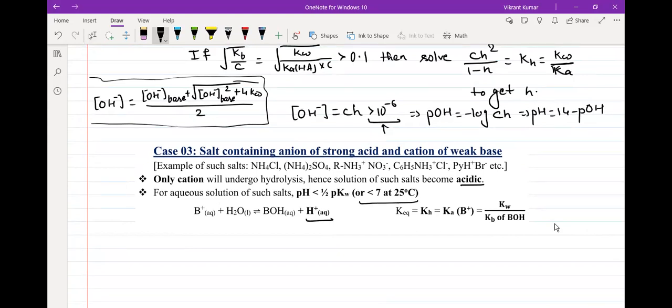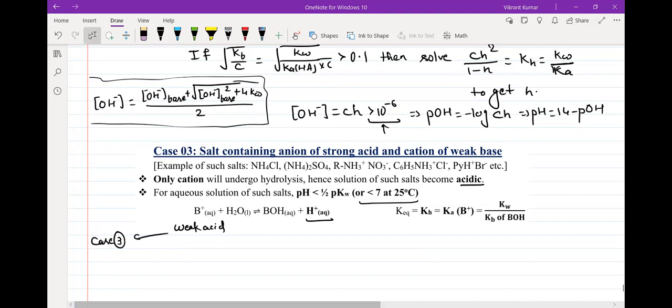Clear है? Now if I have to do the calculation again similar way, case 3 है, this is nothing but case 3 क्योंकि we have got a weak acid. और case 3 का calculation कैसा होता था, we were checking under root K upon C, है ना. And if I am getting that as less than 0.1, तो directly we can find out. I will just show you कि कैसे करना है.